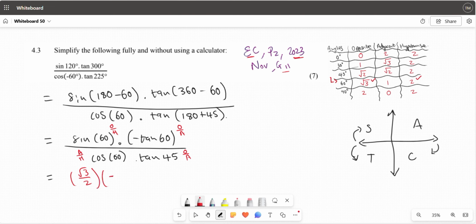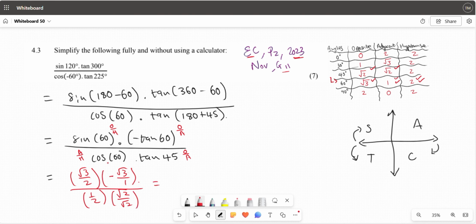That is multiplying a negative tan 60, which is root 3 divided by 1. So this is root 3 over 1. And all of this is divided by cos. We're still in the same row of 60, but we're looking for adjacent divided by hypotenuse, which is going to be a 1 over 2. And then the tan 45 is just going to be the root 2 divided by root 2. So it's a root 2 over root 2.